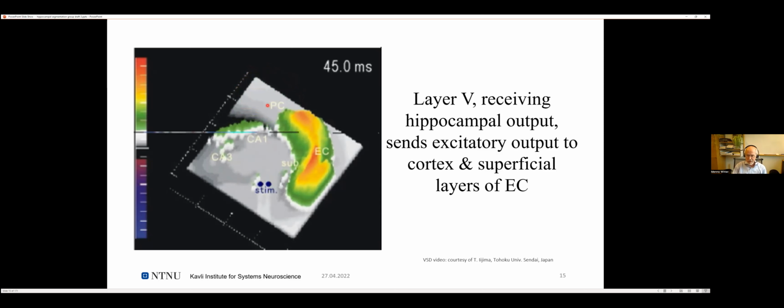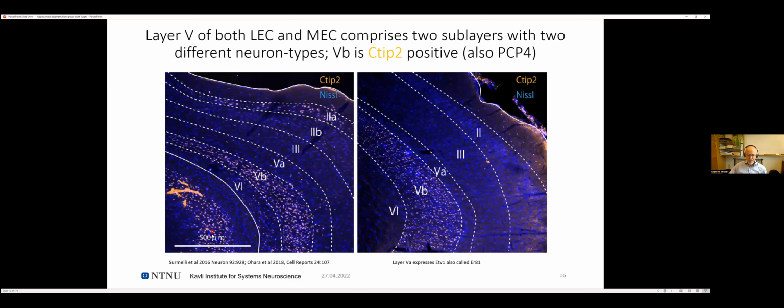So we decided to look into more detail into layer 5. And the first paper that was published that helped us to work on this was a paper from Matt Nolan's lab in 2016, who reported that in the medial entorhinal cortex, layer 5A and 5B can be separated by the expression of a certain gene, which is CTIP2. And there's another gene that labels the same population of cells, which is PCP4. And layer 5A cells do not express the gene. It expresses another gene, ETV1, also called ER81, which is specific for 5A.